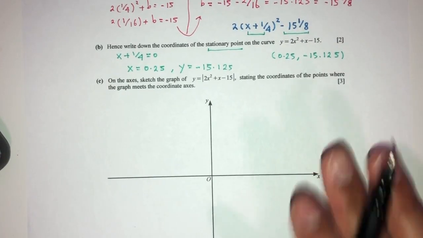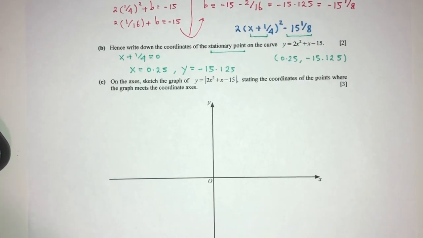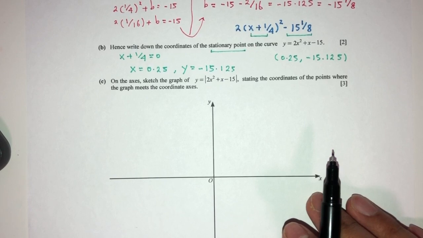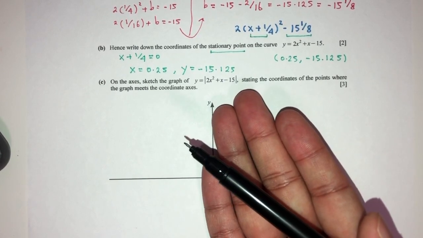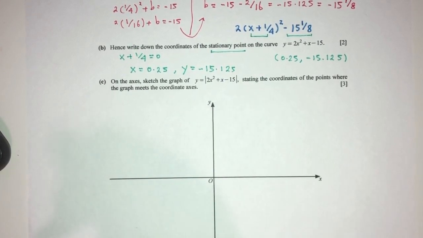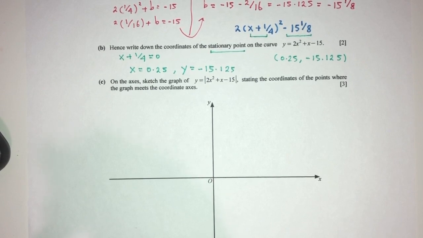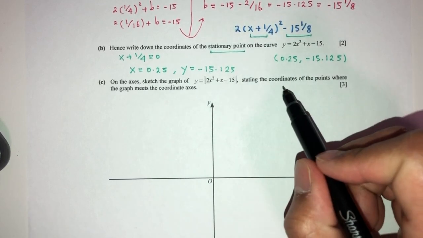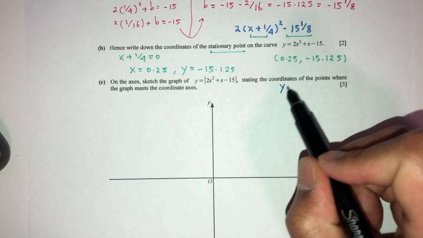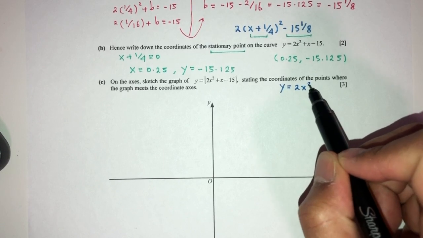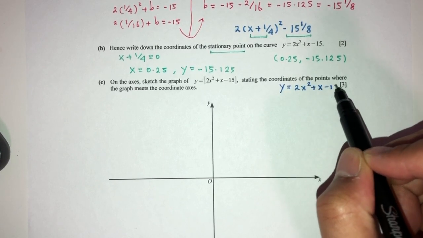Now let's move on to part C of your question. On the axis below, we have to sketch the graph, this modulus graph again, stating the coordinates of the points where it meets the axis. Pretty simple, but first, as always, we first ignore the modulus. We will consider the usual graph, which is this one, right?